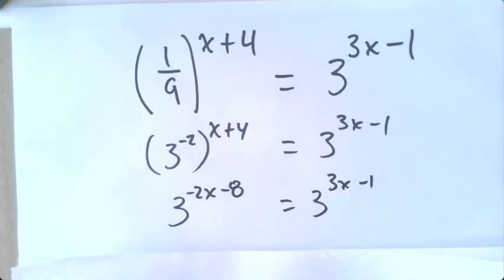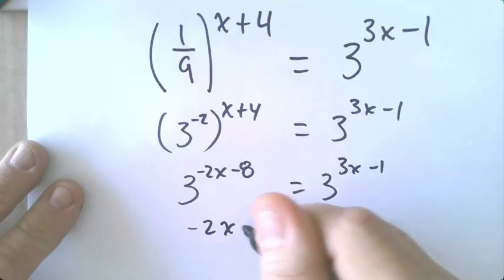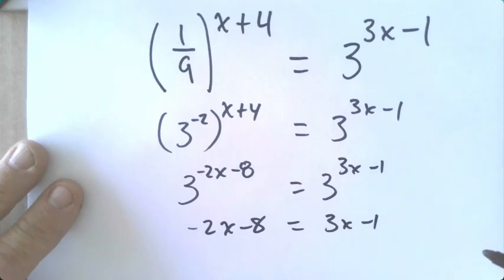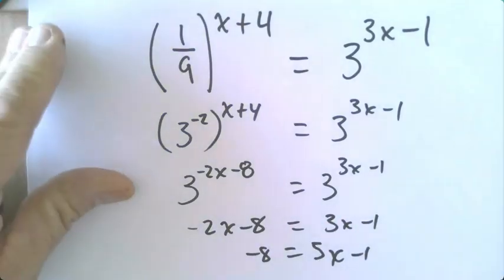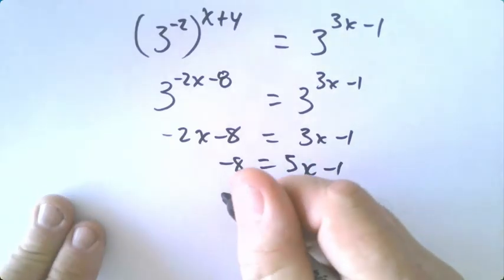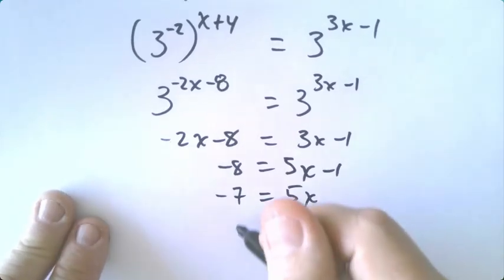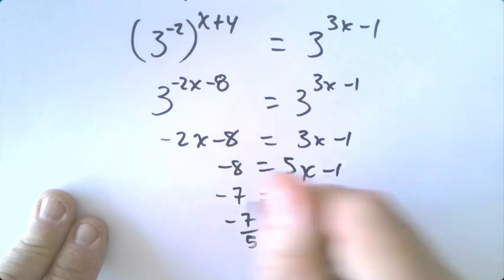So look, right? The bases are the same. All we do is we set the exponents equal. 2x minus 8 has to be the same as 3x minus 1. Therefore, negative 8 has to be the same as 5x minus 1. Therefore, negative 7 is 5x. Avery, can you go type this on for us? So negative 7/5 is our value of x, right?